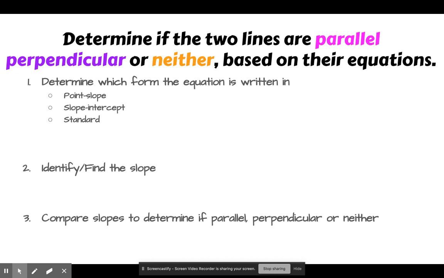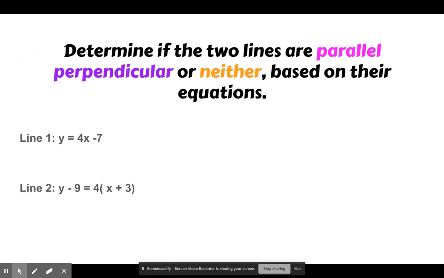So the first thing that you'll need to do is decide, is the equation in point-slope form, slope-intercept, or standard? Once you decide which form it is, you learned in the first video how to identify or find the slope from that equation. And then we're going to compare them to determine if we are parallel, perpendicular, or neither. And you guys should remember how to do that from the video from Tuesday or Monday, I think.